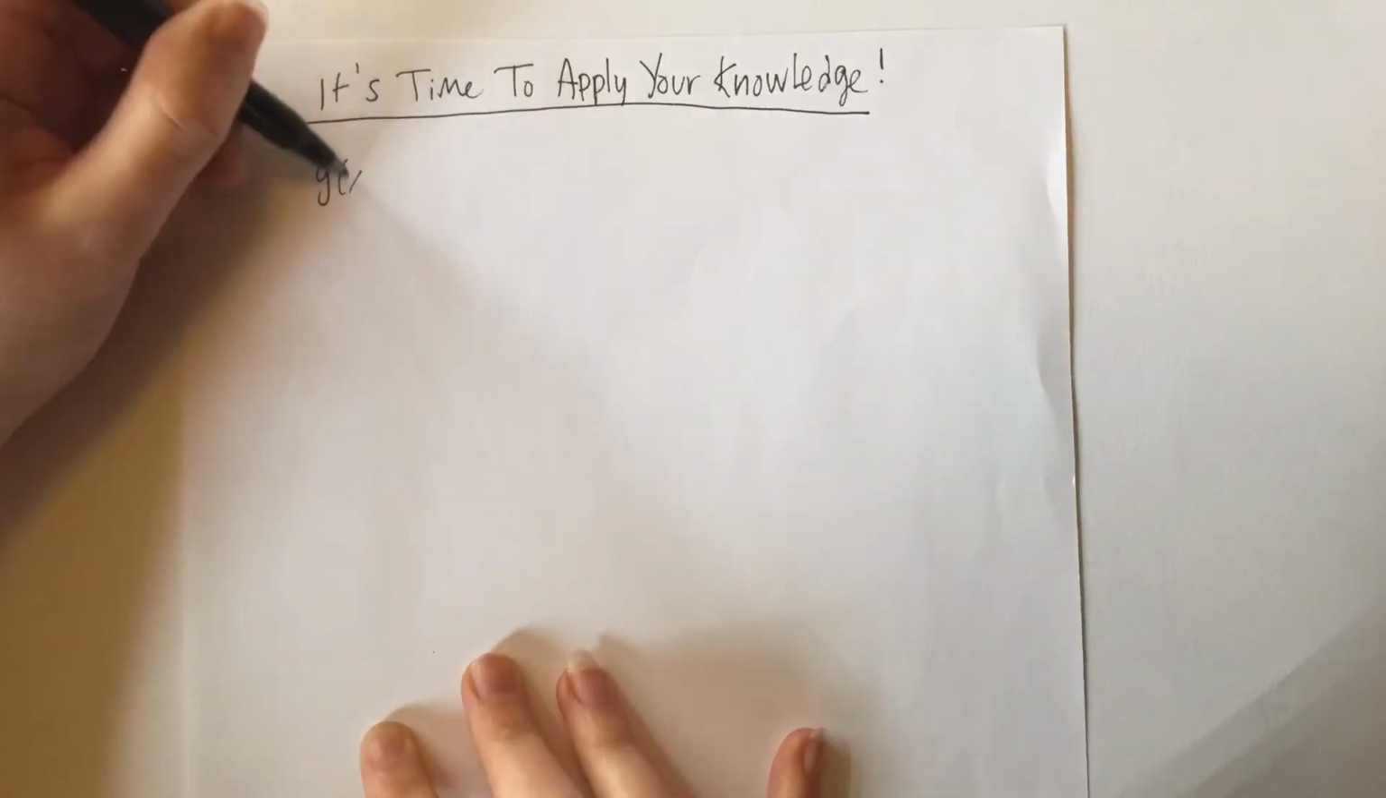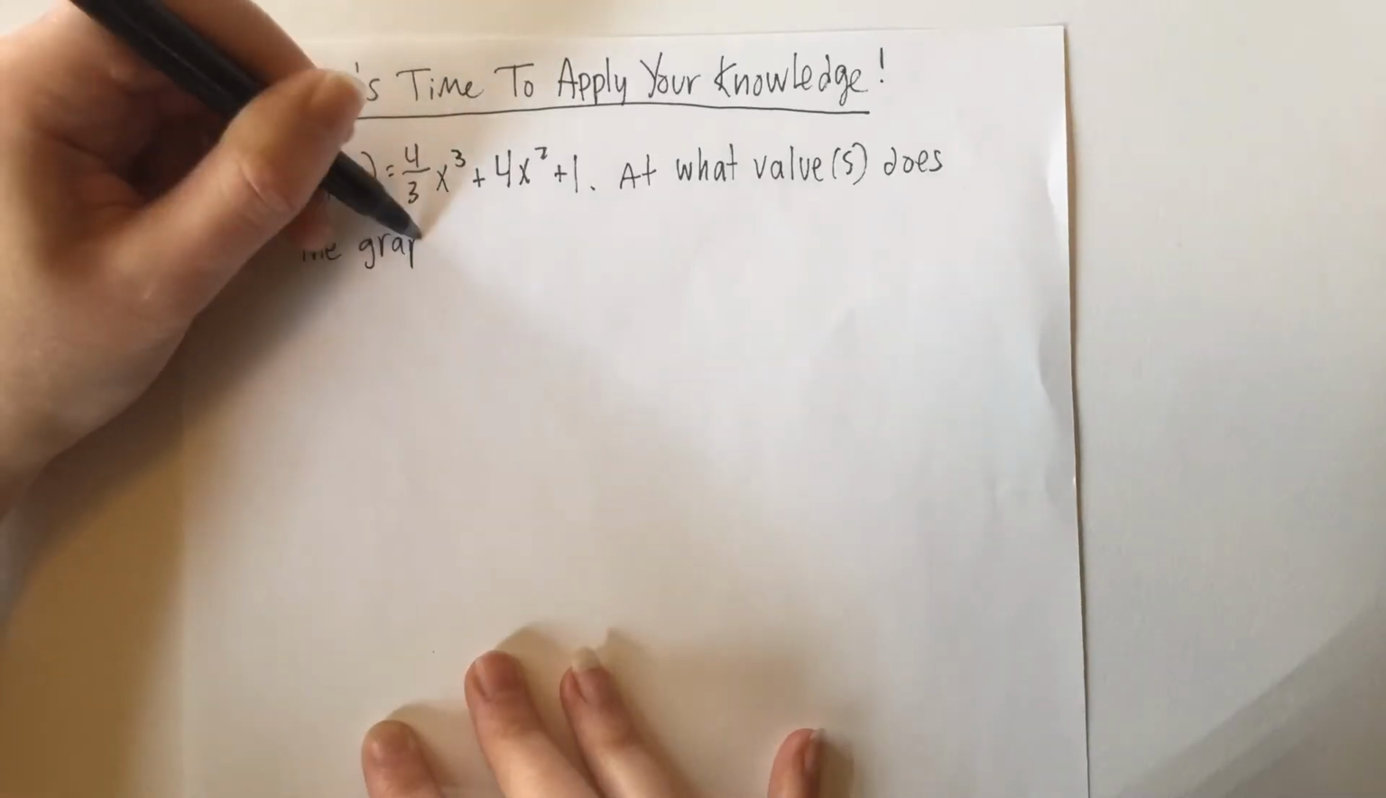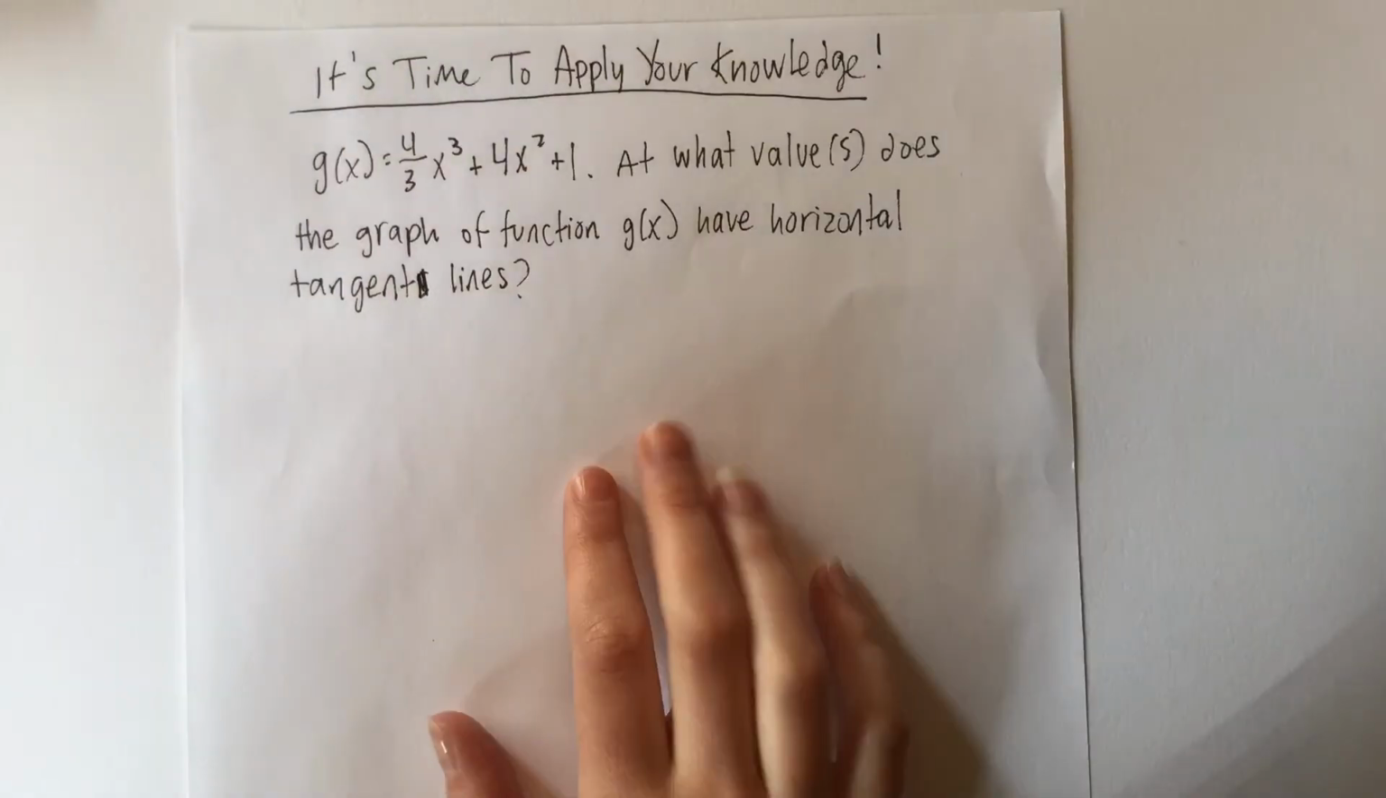Time to apply your knowledge. So here we have this equation, g of x, and I'm asking you, at what values does the graph of the function g of x have horizontal tangent lines? Give it a go.